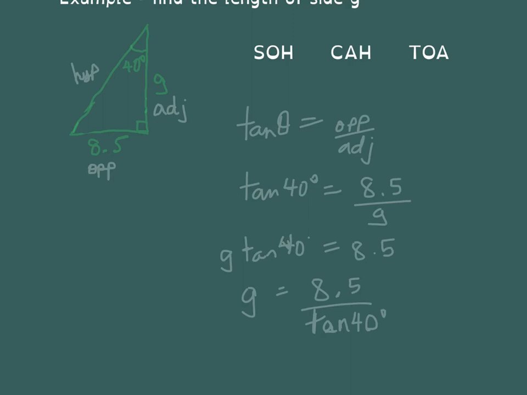And when we do that, 8.5 over tan 40, I get G equals 10.13 if I round. That's if I round it to a couple places after the decimal. So 10.13 is the length of that adjacent side to the 40 degrees here, the length of side G, 10.13.